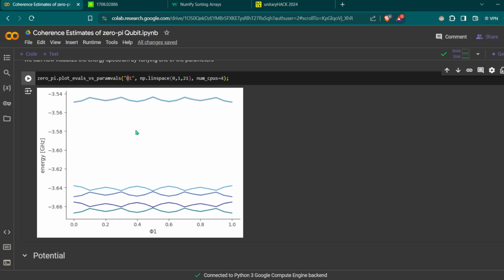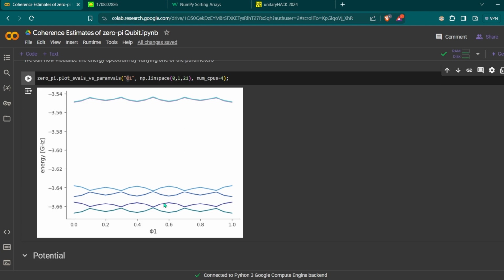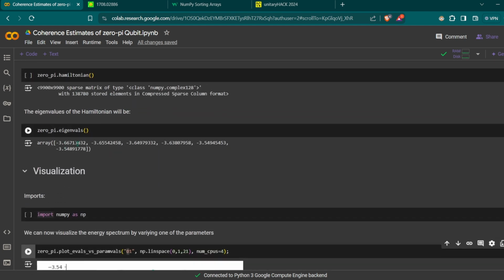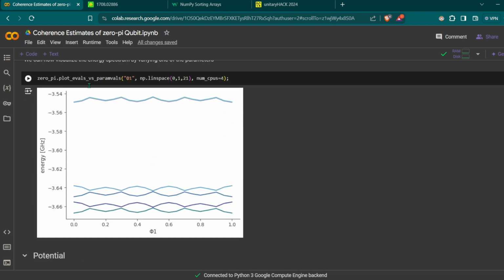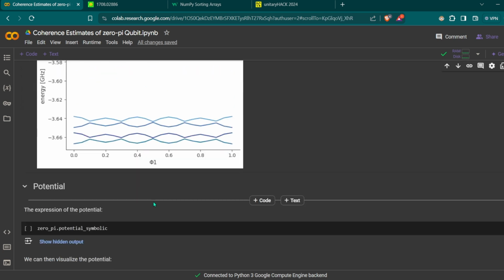As you can see, the y-axis represents the energy in gigahertz, and these are the values of phi1. And if you see, there are these lines which are represented here, and all these lines represent the eigenvalues which we got earlier using the eigenvals method. And these are the values which are represented in here for this range of numbers, as you can see.